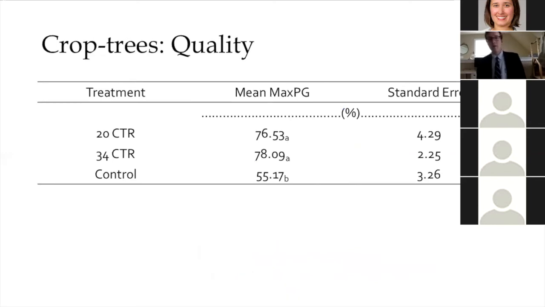As far as the quality of crop trees, we found that, similar to the rate of growth, release increased the likelihood that a crop tree would reach its maximum potential grade. So again, it didn't matter whether or not you released 34 or 20 crop trees; both were more likely to reach their maximum potential grade than the control, the unreleased crop trees. These results make sense from a perspective of crop tree release because it's a tree-focused treatment. You would expect that the effects of it would be on the individual tree, and it wouldn't necessarily matter between 20 and 34. The difference between the treatments is going to cause differences in effects.